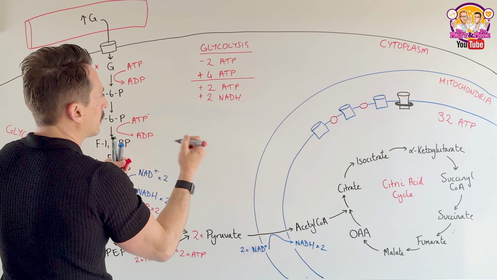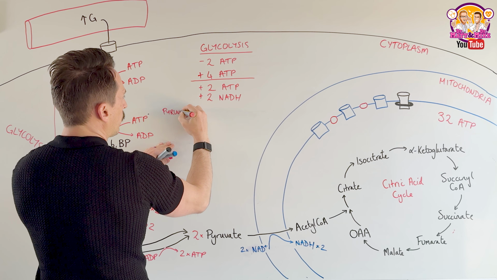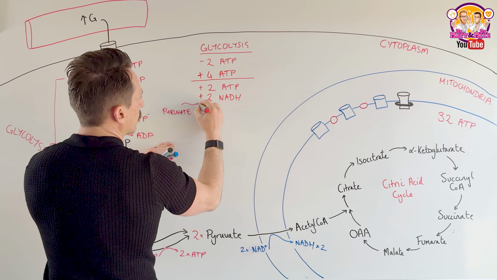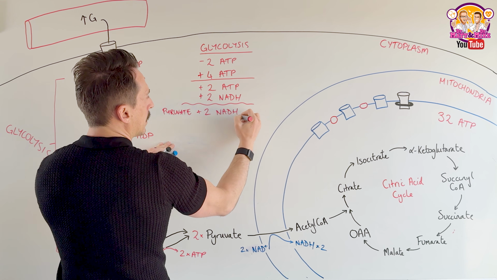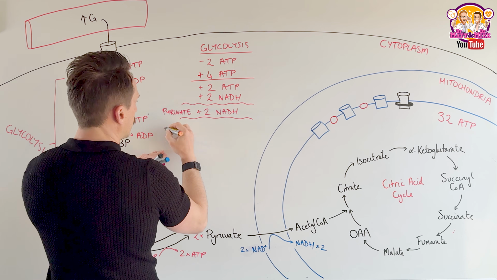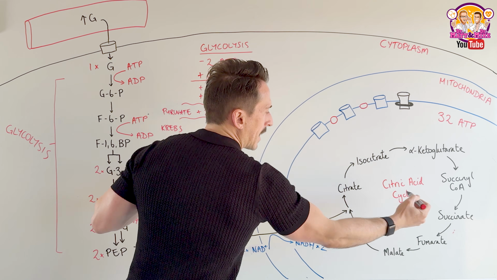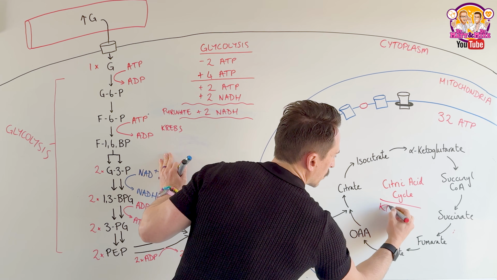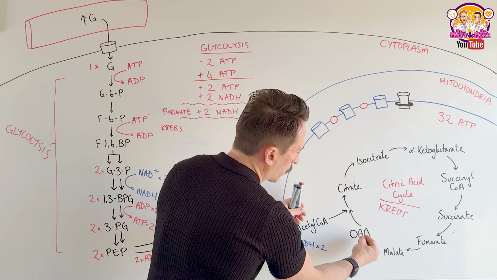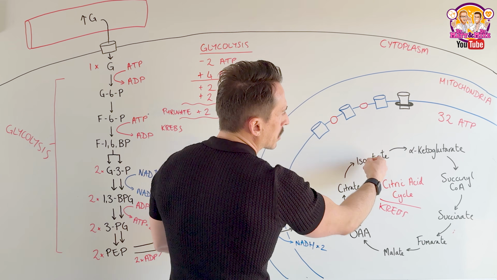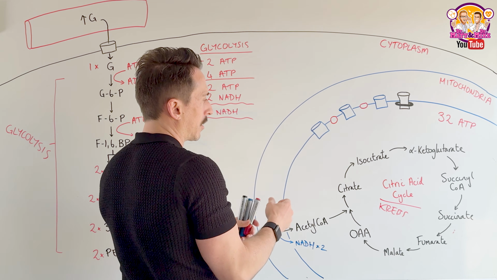So let's write this down. So we've got, from the process of pyruvate, we've also produced 2 NADH. Now let's look at the Krebs cycle, which is also known as the citric acid cycle, right? Also known as the citric acid cycle and the Krebs cycle. So acetyl-CoA will bind with oxaloacetate, turn into citrate, isocitrate, alpha-ketoglutarate, succinyl-CoA, succinate, fumarate, malate, and back to oxaloacetate.